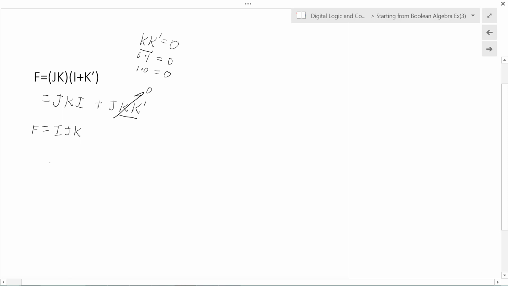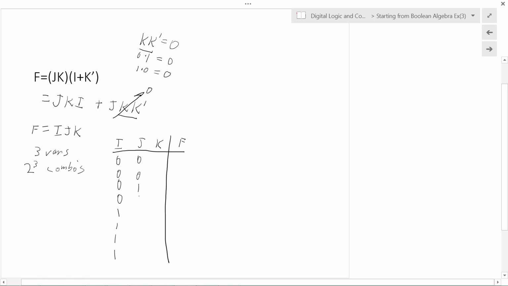Let's try and write the truth table. How many variables do we have? 3 variables. So we have 2 to the power of 3 input combinations. So let's list our variables and our output variable: I, j, k, output variable f. We'll list all possibilities here. 0, 0, 0, 0, 1, 1, 1, 1, then 0, 0, 1, 1, 0, 0, 1, 1. And then k is just alternating zeros and ones. And we have all 8 possible input combinations. So 2 to the power of 3 is 8 input combinations.